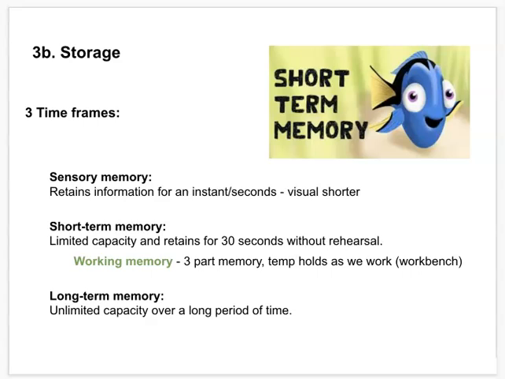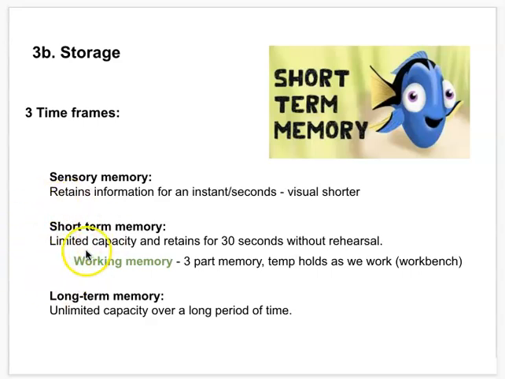So now that we've talked about how the information gets into our head, so we've encoded it, now we're going to talk about storage once it's in there. When we're talking about storage, we're talking about three time frames generally. You've got sensory memory, which retains information for just an instant or a few seconds. You barely even know it happened. Then you have short-term memory. It's got a limited capacity. It retains for about 30 seconds unless you do something with it. Okay?